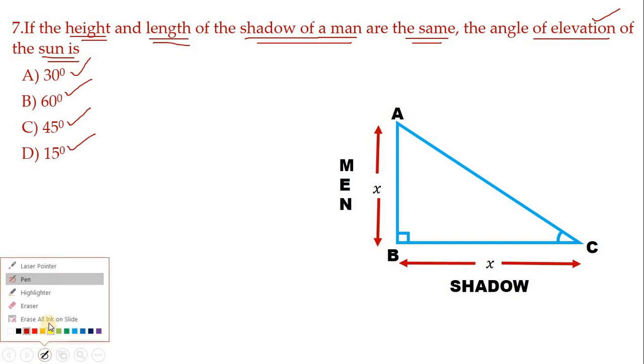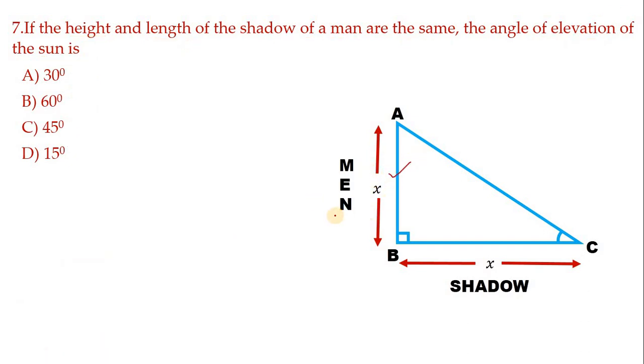See, I have taken a right triangle, and this AB I have taken as the man, and this BC I have taken as the shadow of the man. And I have mentioned both as x, means the height of the man is equal to the length of the shadow. Now we have to find the angle of elevation, means this angle. So here angle C is the angle of elevation. Now C is the reference angle. So if I take C as the reference angle, this will be the perpendicular, otherwise the opposite side, and this will be the base, otherwise the adjacent side. Now P and B are related to the tan ratio.